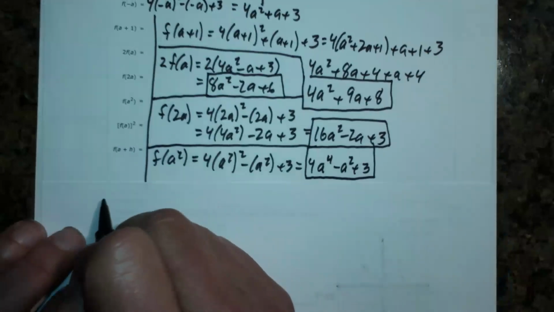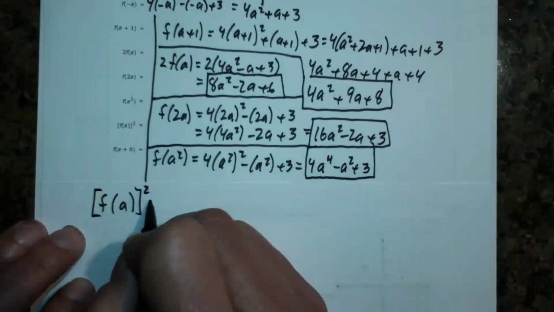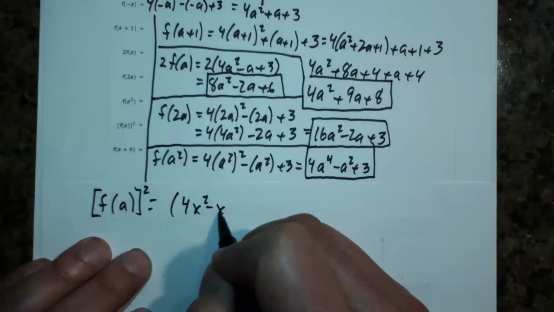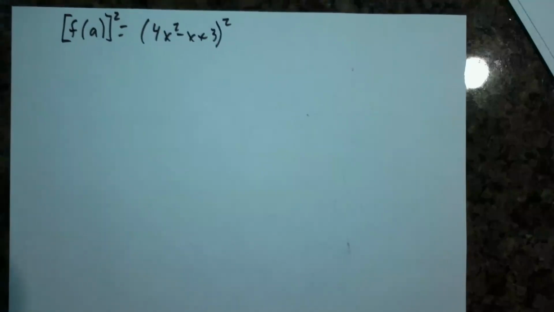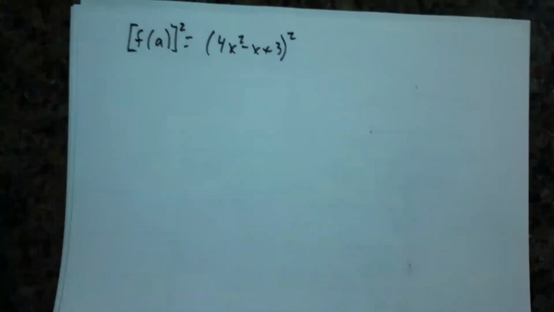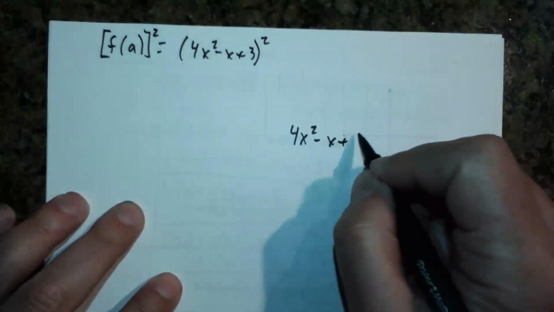So we're going to find f of a squared. Now, what this is saying is we're supposed to take 4x squared minus x plus 3 and square it. This is going to get messy. So let me scooch the paper up a little bit. And I'm going to show you sort of a newer, fancy way of doing this, a way that might actually look a little familiar to you. Okay, so I'm going to write it out twice.